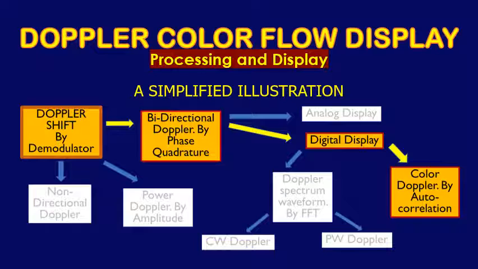As you see here, I'm using a simplified illustration for the explanation. We mentioned earlier that we have Doppler shift, and Doppler shift is obtained by the demodulator in the machine. The demodulator gives this information, the Doppler shift, to the bidirectional Doppler, which uses the phase quadrature technology. Phase quadrature is responsible for detecting if this Doppler shift is towards or away from the transducer, is it positive or negative. Then this information, including the direction and the velocity of the flow, will be given to the digital display, which is the digital part of the processing. And this will go to the color Doppler, which uses what we call the autocorrelation. Autocorrelation is the technology used for color Doppler.